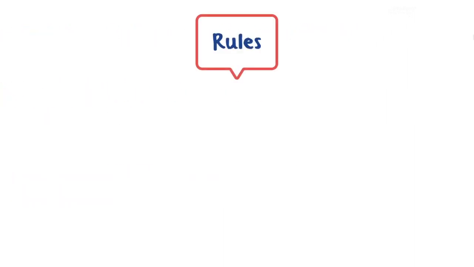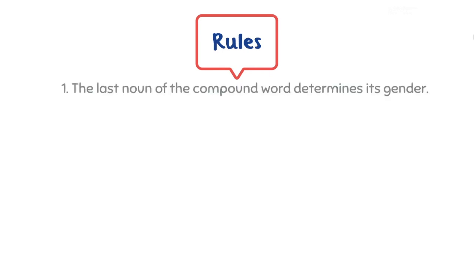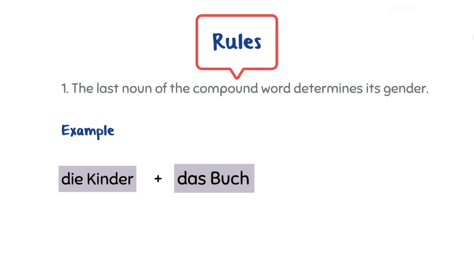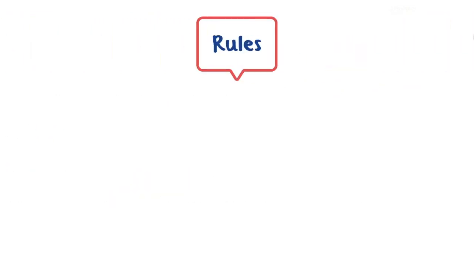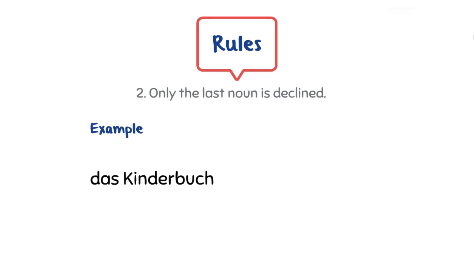Let's review some of the rules that we have learned. The first rule was the last noun of the compound word determines its gender. Let's have a look at the example. Die Kinder plus das Buch, das Kinderbuch, which is the children's book. The next rule, only the last noun is declined. Here we have the example of das Kinderbuch, Buch changes to die Kinderbücher.